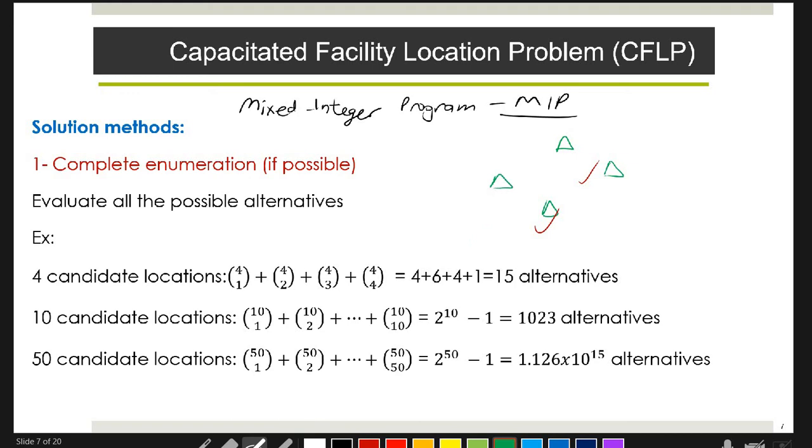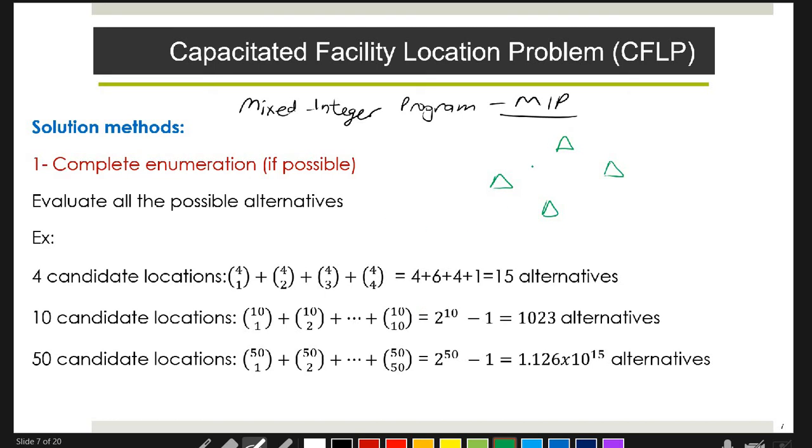So there are different ways to select 2 facilities from these 4, and we don't know which of them is better. What we do is we try. Okay, select these 2, calculate its cost. Then select the other 2 and calculate its cost. Select the other 2 and calculate its cost. And at the end, when I evaluate all such alternatives and calculate their costs, I will select the best one, and it will be the optimal solution. And this is called complete enumeration.